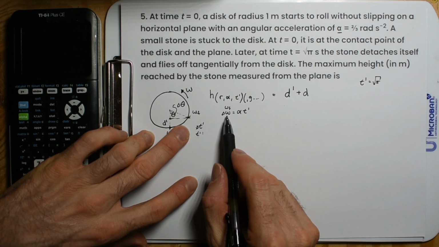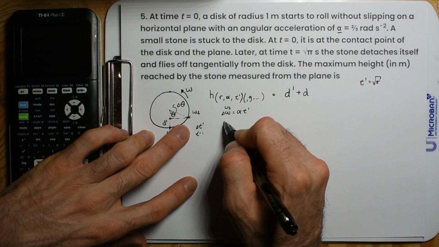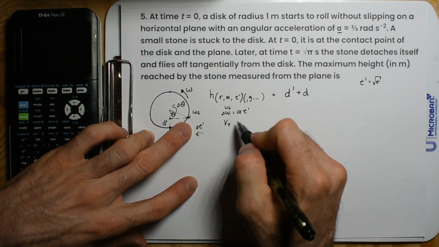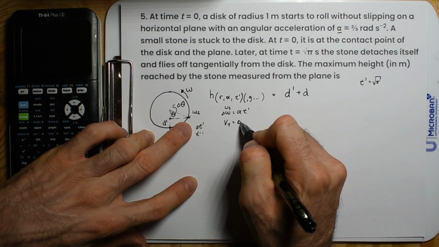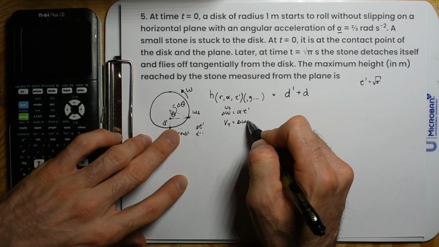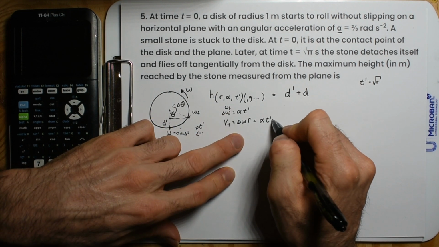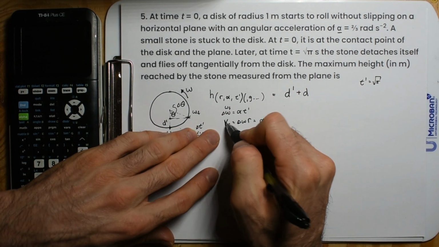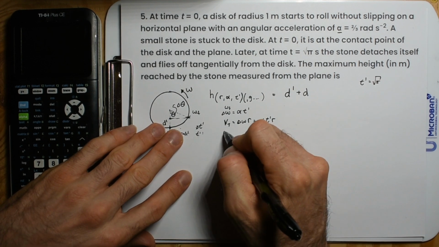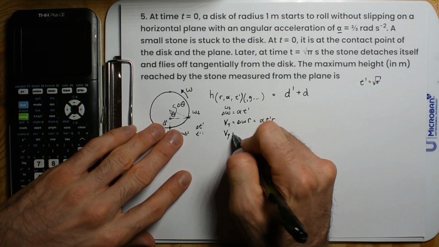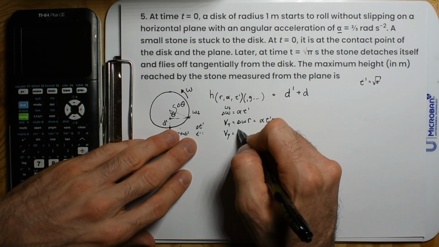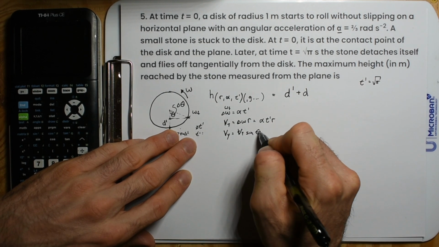Then we can find our tangential velocity, which is that change in omega times the radius. So this just becomes alpha t prime r. This is our tangential velocity. We're going to find the y component: Vy is the tangential velocity times sine of the angle.